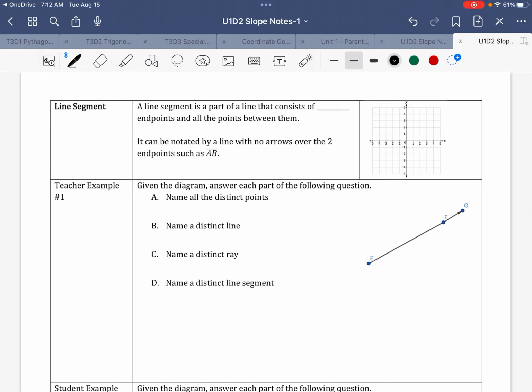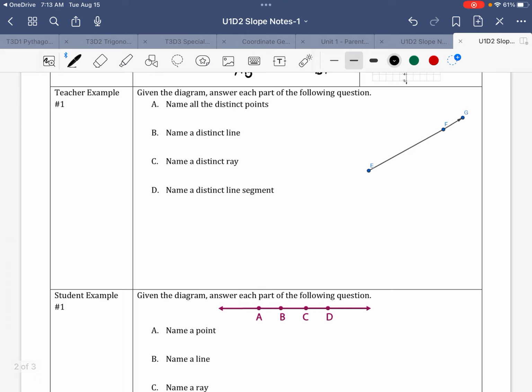Last, we have a line segment. A line segment is a part of a line that consists of 2 endpoints and all of the points between them. It can be notated with a line with no arrows over the 2 endpoints, such as segment AB. So if we have here and here, we just draw to connect both of those points. That would be our segment AB, right? And so there are no arrows when we draw that segment. So similar to a line, segment AB would be the same as segment BA, because they're both endpoint to endpoint.